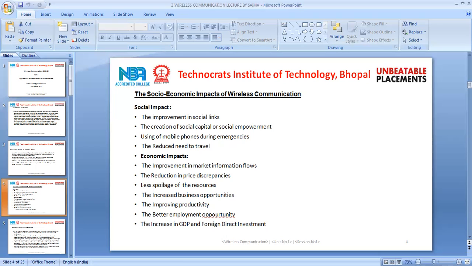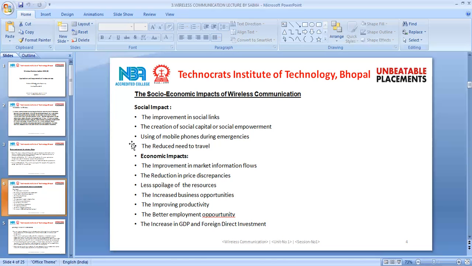So from the point of view of wireless communication, the social impacts are that the wireless medium or system which I want to design should develop or improve social links. The creation of social capital or social empowerment, the use of mobile phones during emergencies, and the reduced need to travel. These should be the social impacts. Many more are possible, but these are the general social impacts.